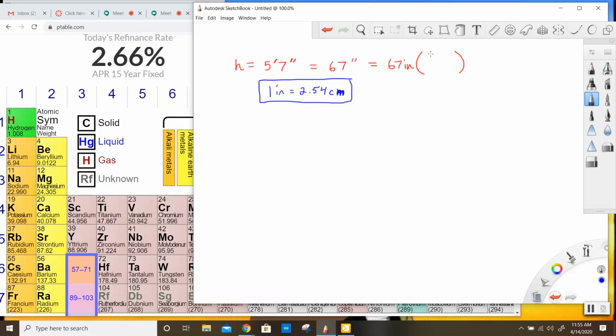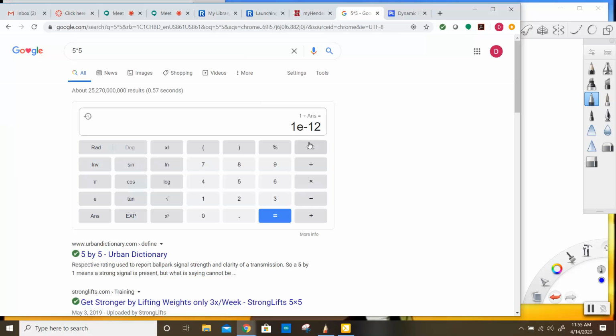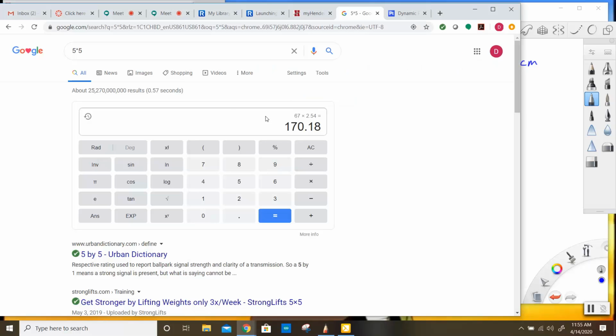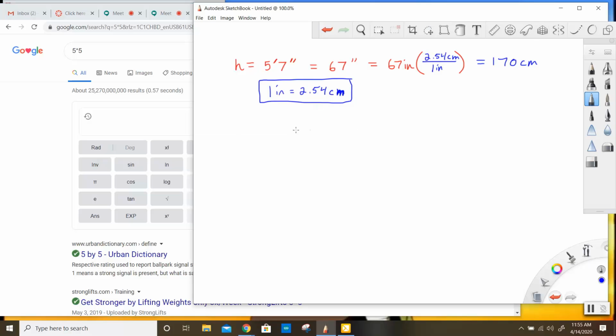Good. Then we can go to our calculator and say I am 67 inches times 2.54 centimeters per inch, or 170. Do we not include the .18? It's okay if you include it, it's fine. The way I set up my quizzes, if you were to get like 165.5 or 170.5, it would still count it right. So that's not important, but if you put it in, it won't hurt you.